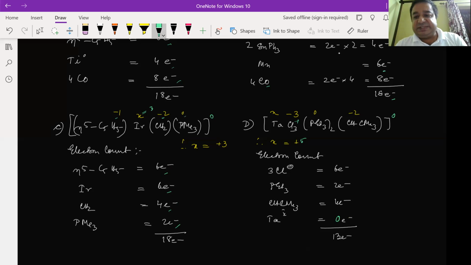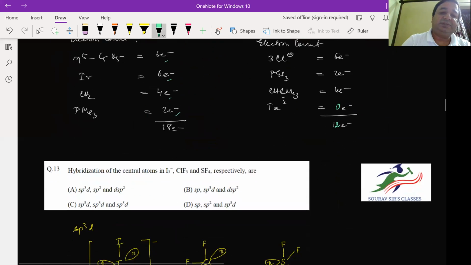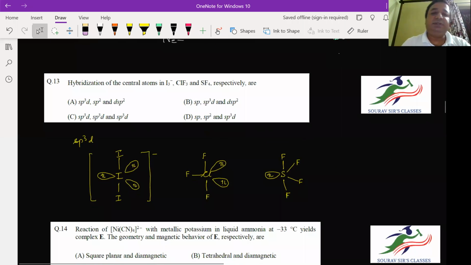So for 3 Cl, 2 into 3, it is going to be 6 electrons. For PEt3, it is 2 electrons. For CHCMe3, it is going to be 4 electrons. So now the total electron count over here is going to be 12 and not 13. So this is complex D, which is not following the 18 electron rule, and that should be our answer.